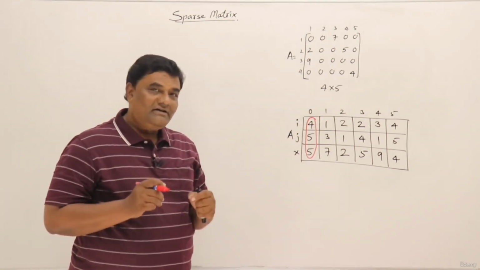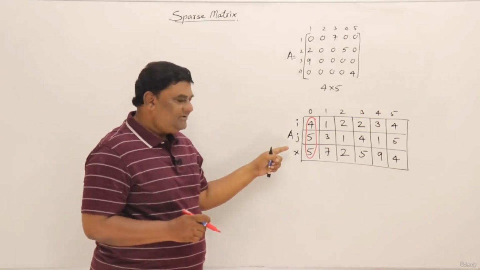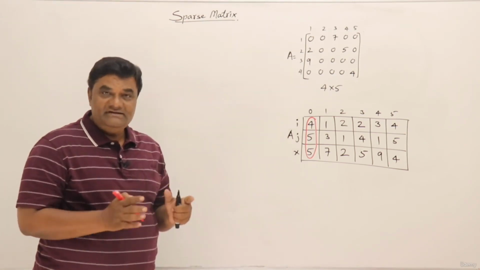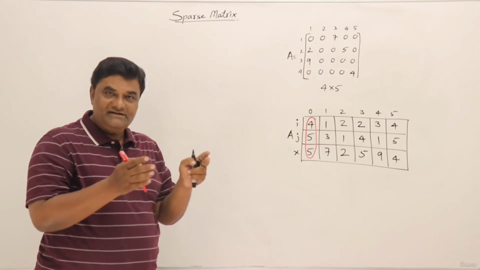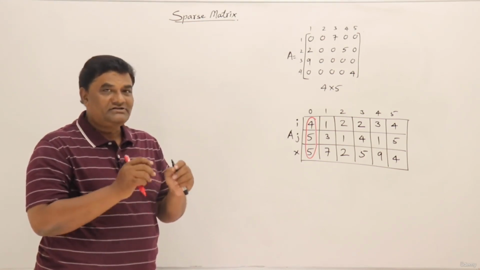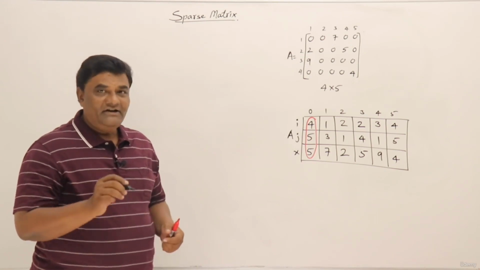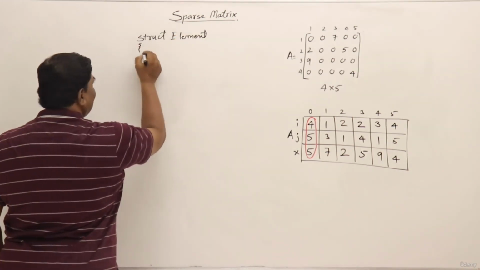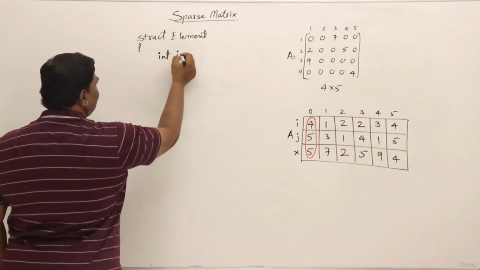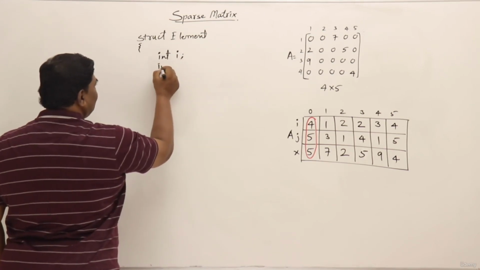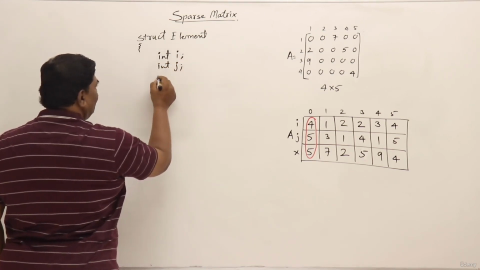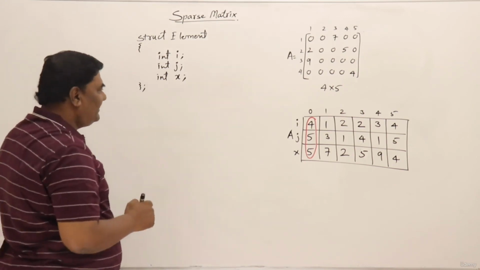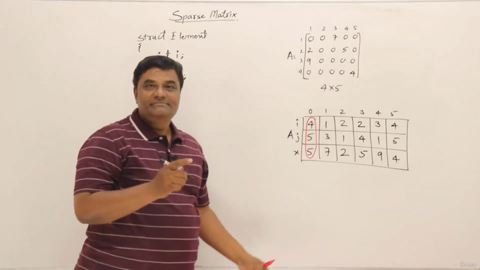So for each element we require three things, that's its row number, column number and the element itself. I am calling them I, J and X. So for one single element we need three values. We can combine these three values and define a structure. Let us define a structure called element. Struct element has I as a row number, J as a column number and an integer value, the element itself. These are the things that define a single element in a sparse matrix.